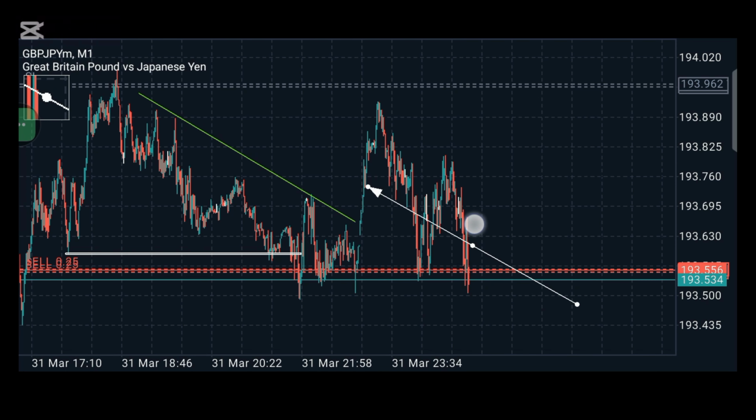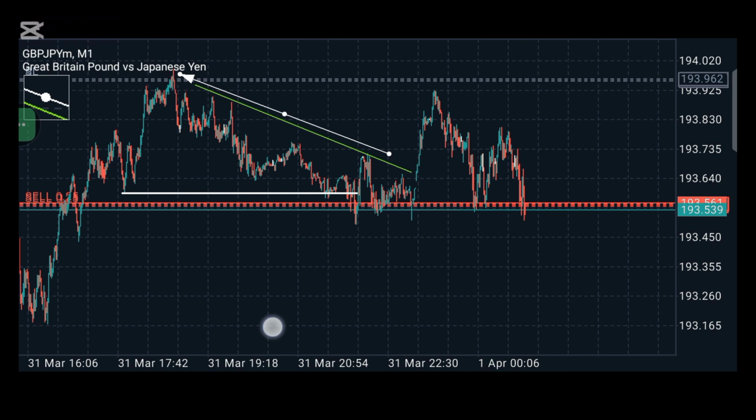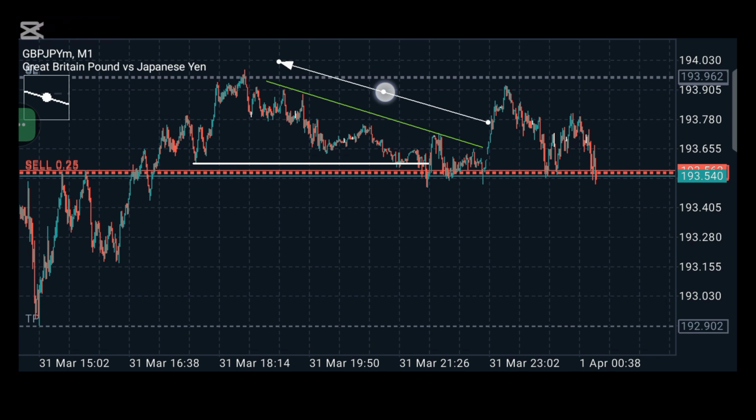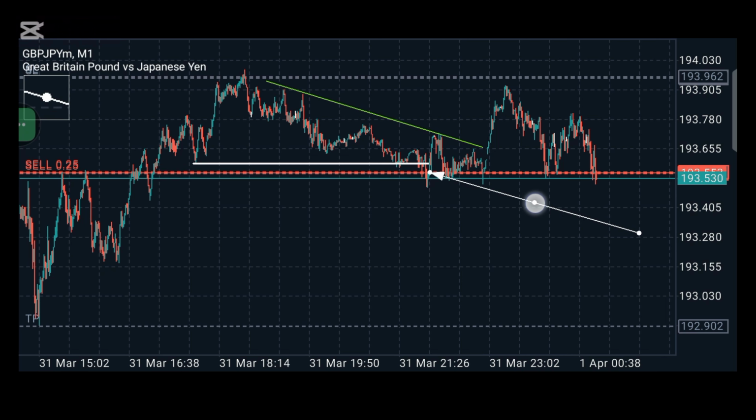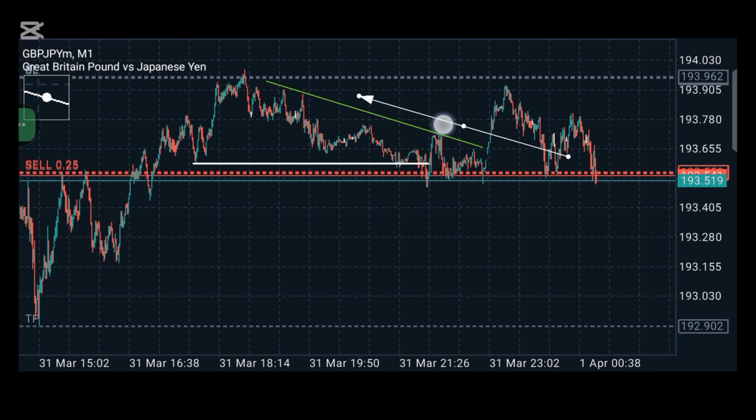Price retraced to this level. So this is where we have the old low that created the highest point of this market here in the 1 minute time frame. So price broke lower here, causing a shift in market structure, and we have price retrace, taking out this engineered liquidity.